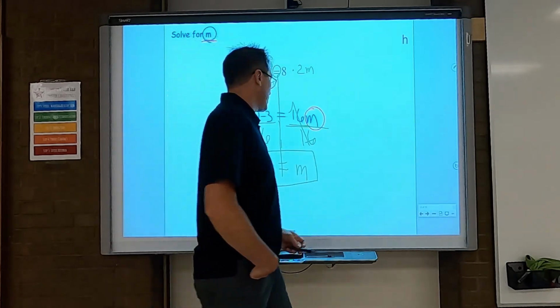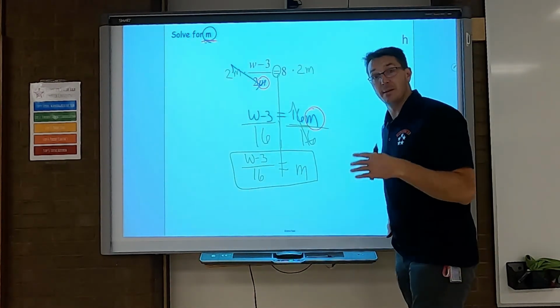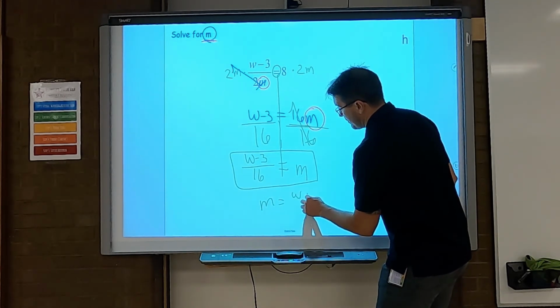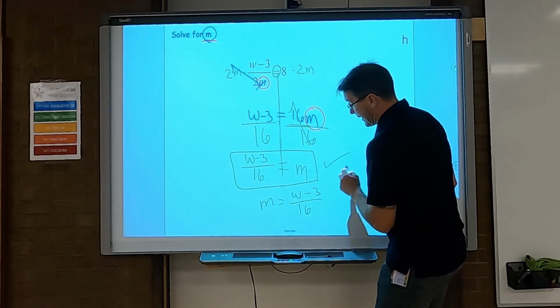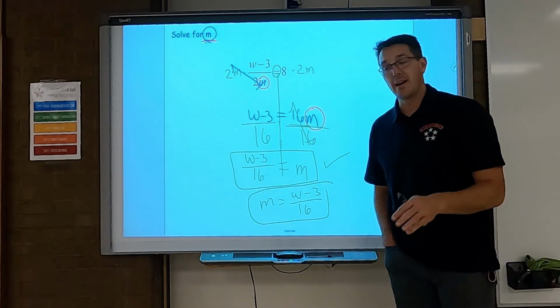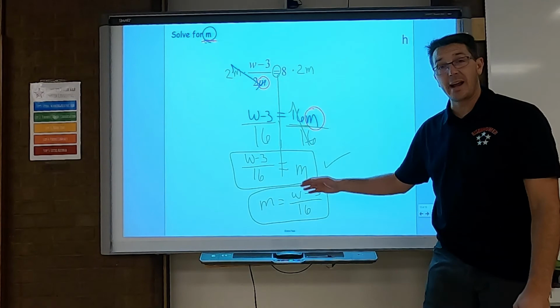Now, if you wanted to, you could flip it around because m is on the right, and a lot of times we want to use the symmetric property and say m equals w minus 3 over 16. This is technically correct, but because with computer software it's hard to write that up, most of the time I'm going to keep that variable on the left. Doesn't mean that you didn't get the right answer here.